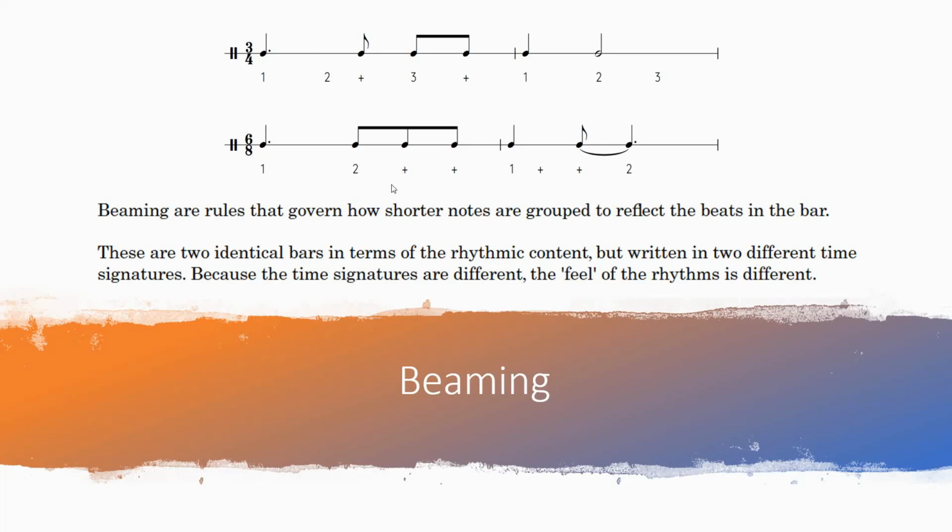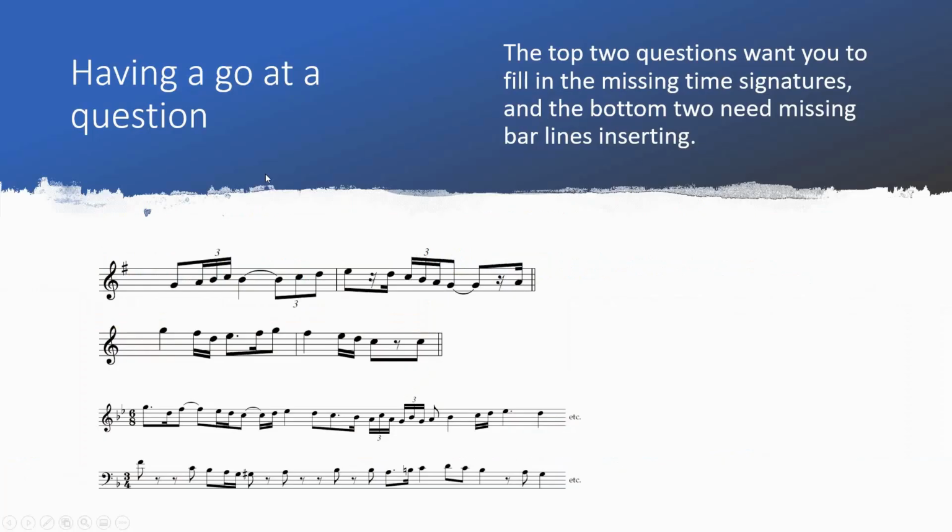Again, you're not going to maybe grab hold of all of the idea of this first time through. You might have to watch this through a couple of times, and then, as I said before, look at a question to see. So that's beaming. Beaming referring to the way that you group together notes to reflect the time signature. So here's a typical question. I've taken these from a grade 3 paper.